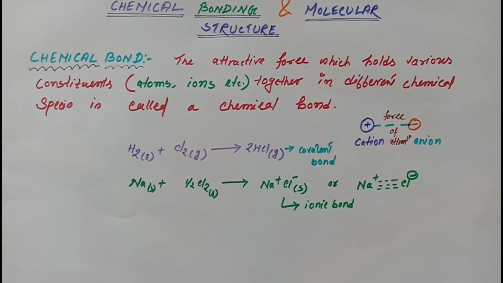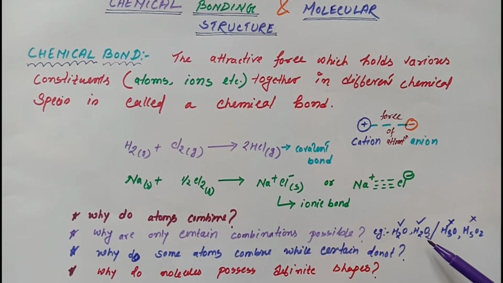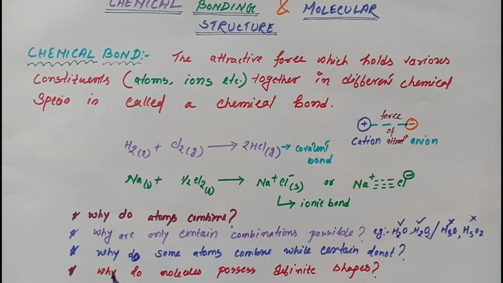Okay, now there will be some questions in our mind. Why do atoms combine? Why are only certain combinations possible? We all know that H2O, that is water, is possible, and H2O2, that is hydrogen peroxide, is also possible. But H3O and H5O2 are not possible. So why? That type of question will arise in our mind. And why do some atoms combine while certain others do not?